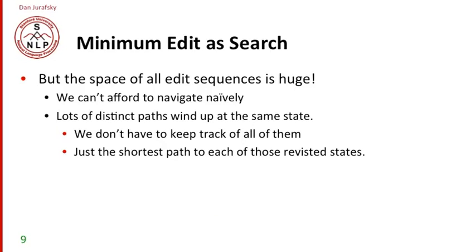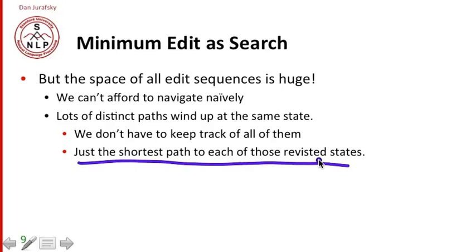And the intuition of solving this problem of lots of possible sequences is that lots of these paths wind up at the same state. So we don't have to keep track of every way of transforming one string into another if the pieces of the second string are identical. All we have to keep is the shortest path to every revisited state. So let's look at an example of how this works.